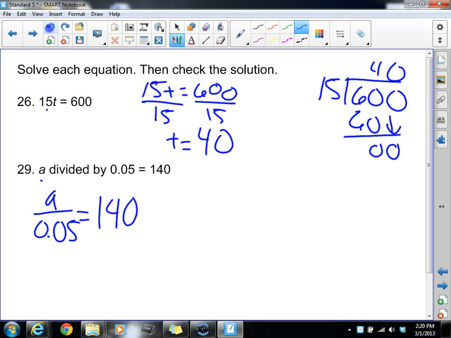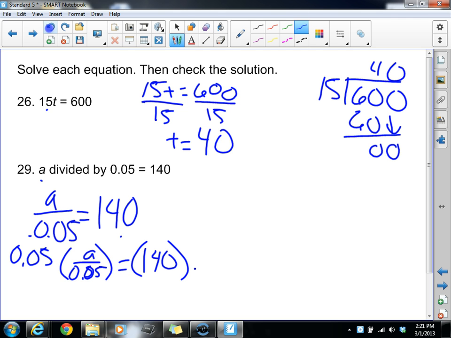All right, so now once again, to get a by itself, I simply am going to do the opposite. So it's going to look like this. I'm going to have A multiplied by 5/100 equals 140 multiplied by 5/100. So to find A, I'm simply going to multiply 140 by 5/100.